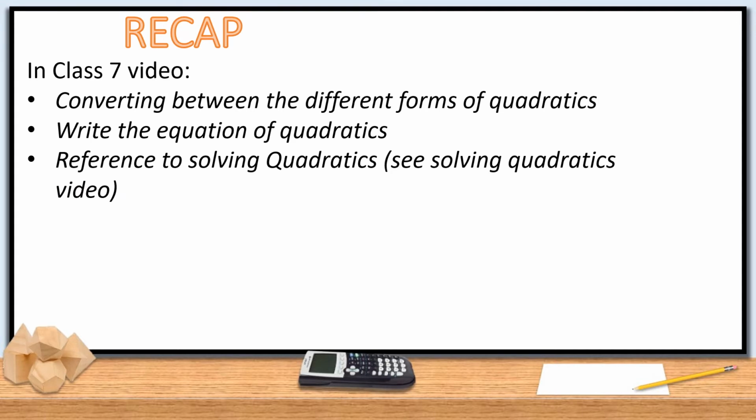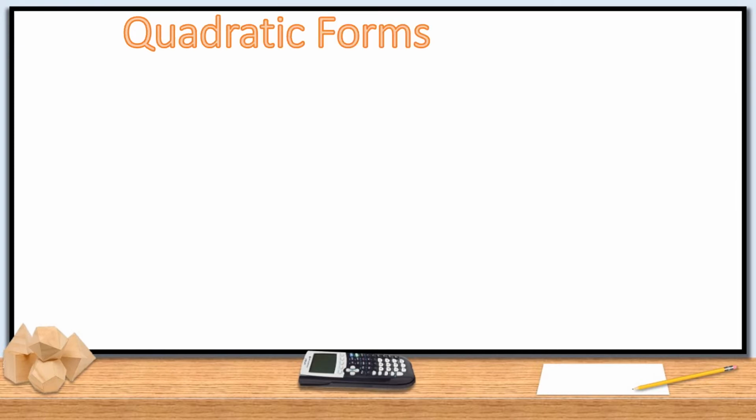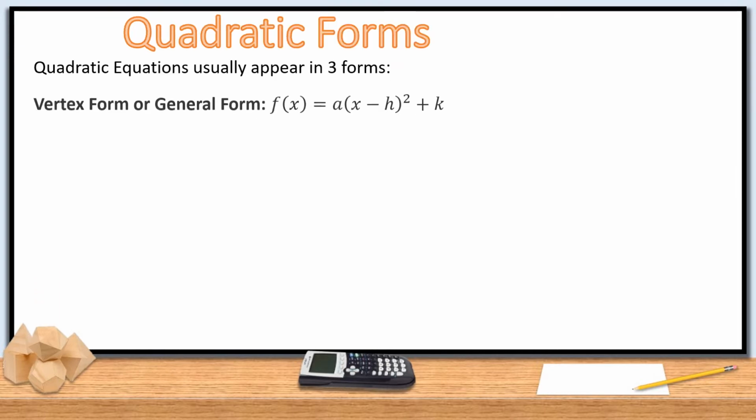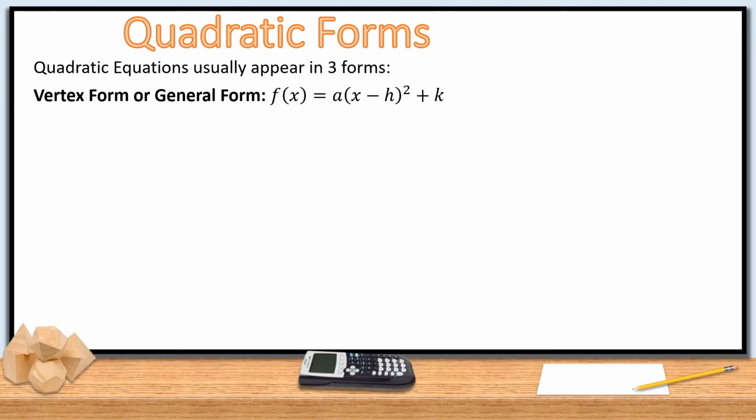So in the last video, and this is the one I want you to look back on again, we converted between the different forms. So we actually did the conversions between standard, vertex, intercept, factored forms, and all those. We wrote the equation of quadratics and then solved it. And solving was also an additional video, so make sure you check on that one too if you have any questions about solving quadratics. So the quadratic forms, just to recap, we've got vertex, or otherwise known as general form.